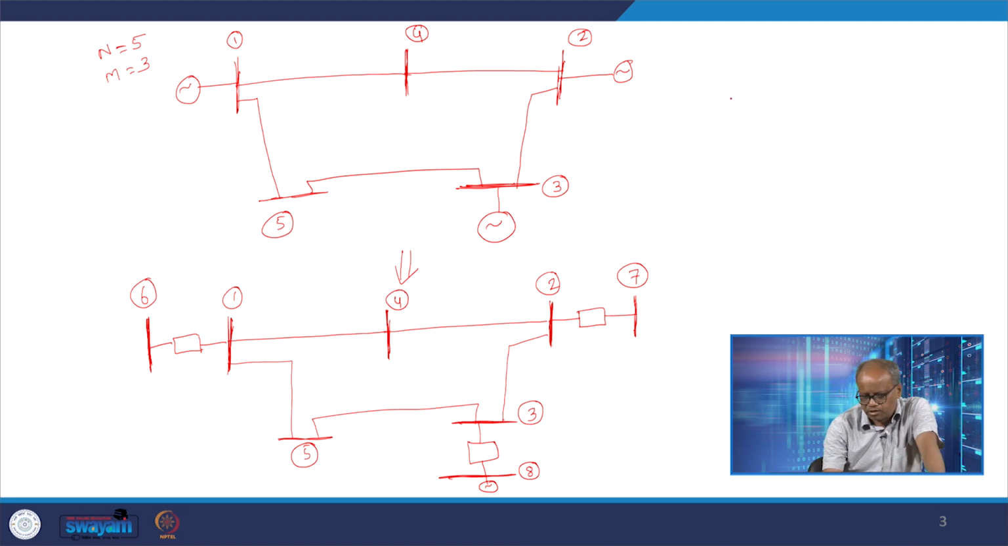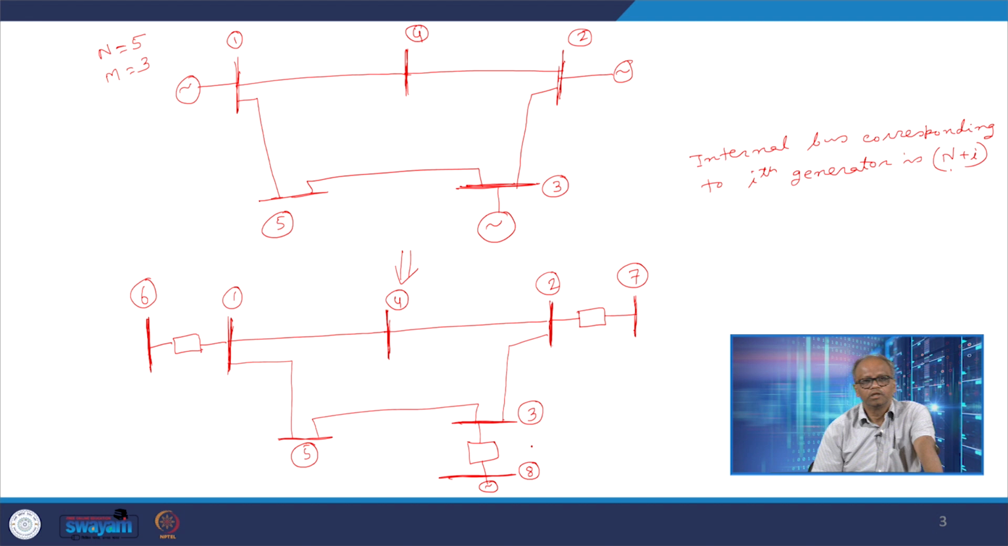So the internal bus corresponding to the ith generator is n plus i, right. So this is the convention we have followed.